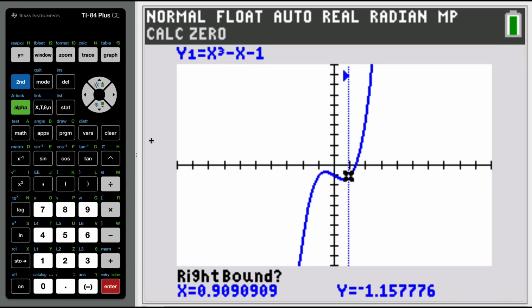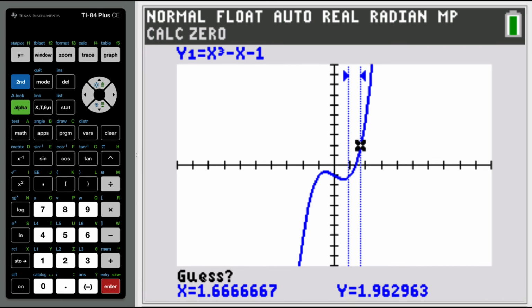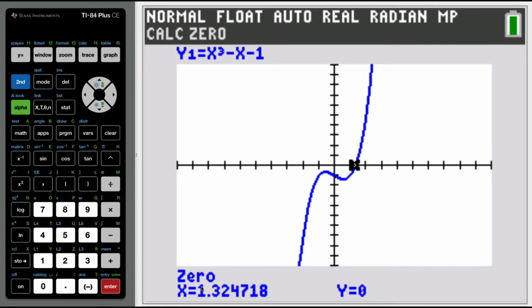Then it asks you for a right bound point, so I go back to where I think that x-intercept is happening, but then I hit right a couple of times. I hit enter. We can take a guess, but we don't necessarily need to. We can just hit enter one more time, and the calculator will do the work for us. So that 0, that x value, is about 1.325 if we do a little rounding.